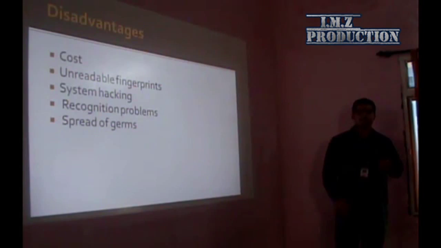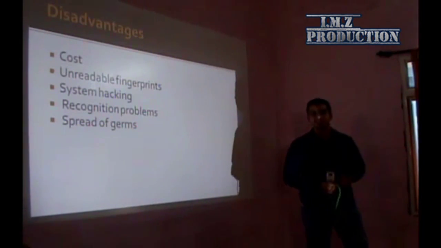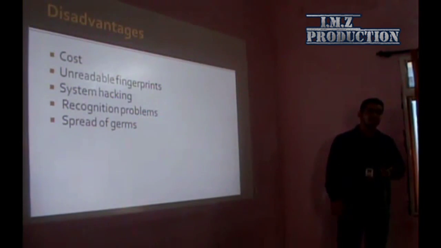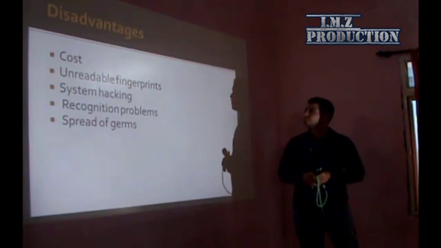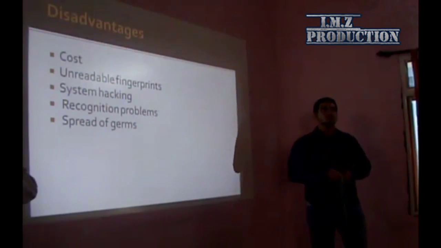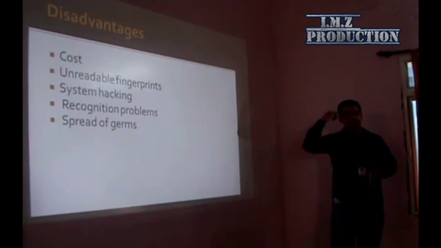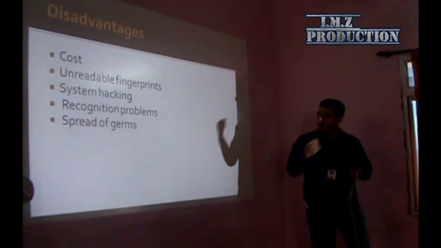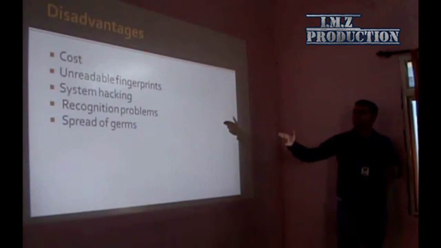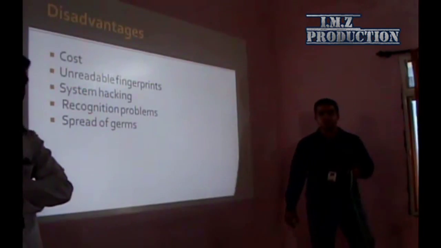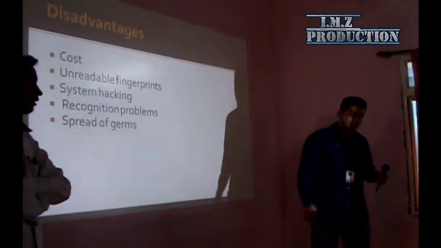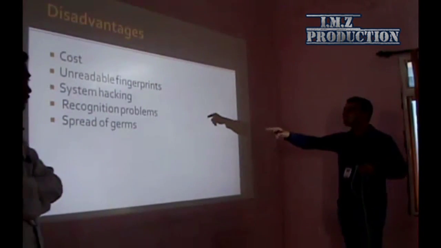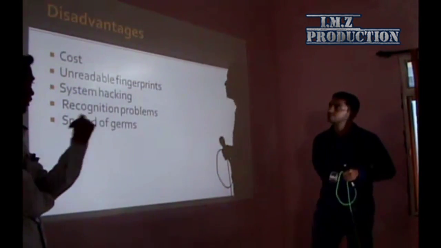The second is system hacking. As you know, technology is increasing day by day, and there are many hackers. They can hack and steal our identity. The third is recognition problems. For example, for the face, if you are wearing a hat or have a beard, the machine cannot analyze it. And the fourth is spread of germs. If you have an allergy to germs, many persons will come and use the fingerprint scanner, so that will be the reason for the spread of germs.